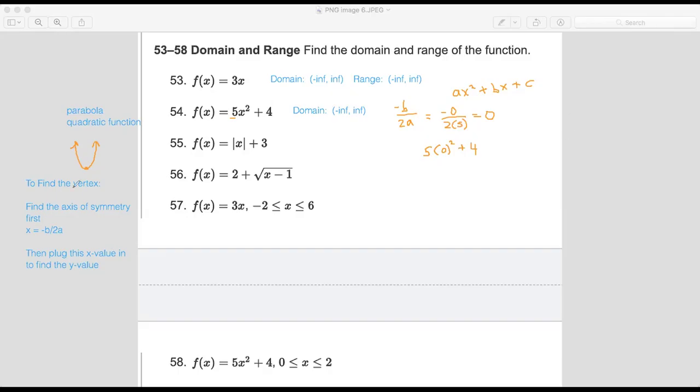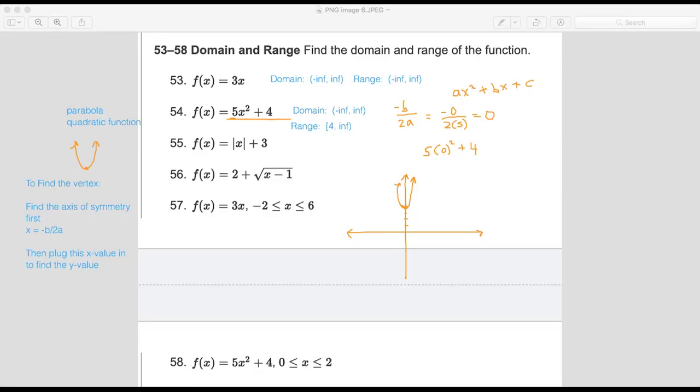You could also think about what this looks like. This is easily graphable because when there's no b, it's centered around the y-axis. So this actually starts at 4 here and goes up, and it's steep because there's a 5 there. So to write the range, it has a minimum value of 4 and it just goes up and up. So you start with 4, and I'm going to include that, so I'm going to put a bracket, and it goes up to positive infinity like that. Infinities always have the parenthesis.